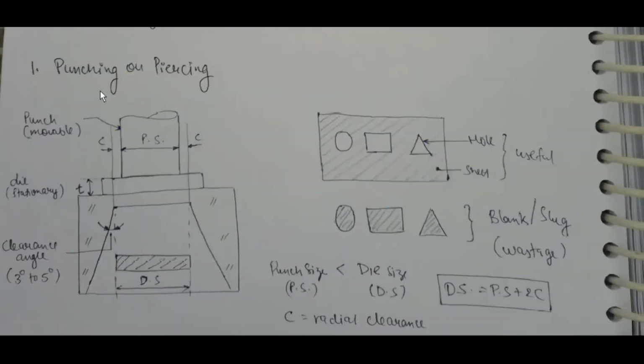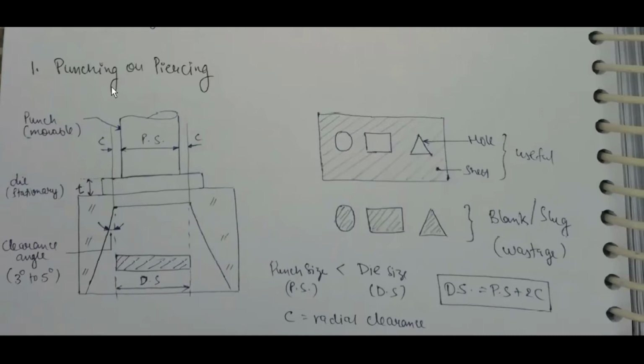Punching or piercing. Punch movable, punch size, C clearance, T time, die stationary. This is the die, stationary, with a clearance angle of 3 to 5 degrees. This is the die size. The hole in the sheet is useful. This is the blank or slug, which is wastage.